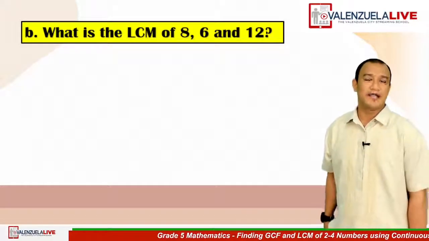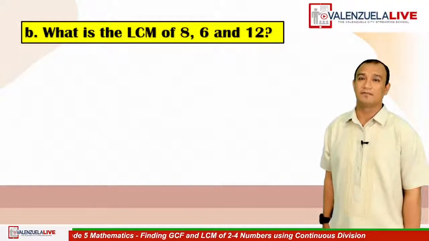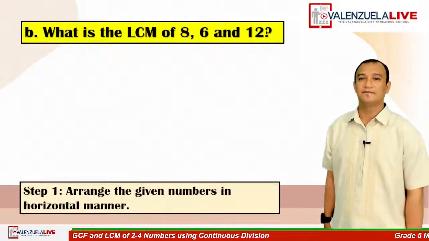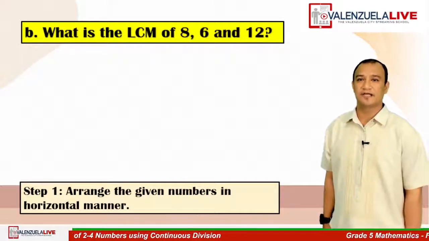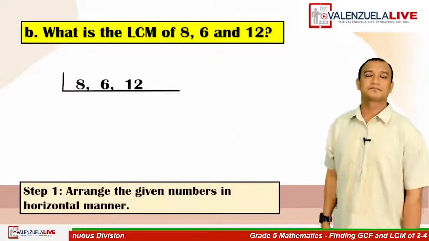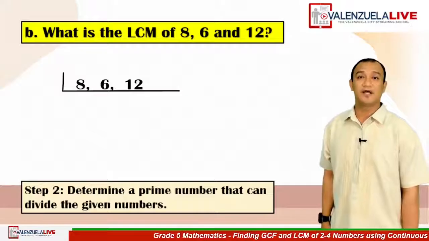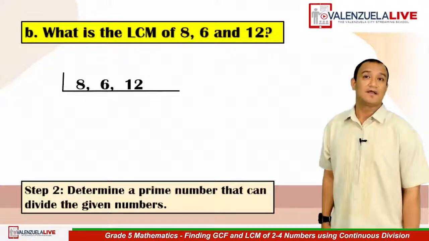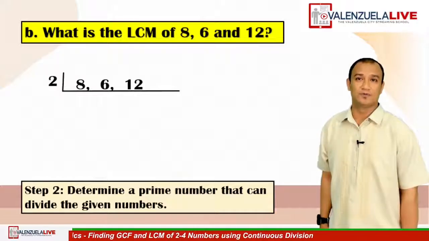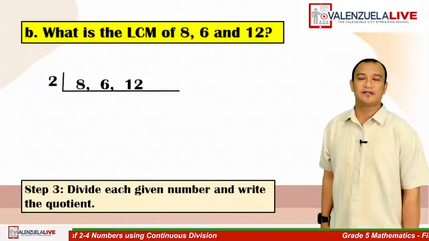Now, for our letter B, what is the LCM of 8, 6, and 12? So again, let's follow these steps. For our step 1, arrange the given numbers in horizontal manner. So let's write 8, 6, and 12. For our step 2, determine a prime number that can divide the given numbers. So let's say 2, because 8, 6, and 12 are divisible by 2. For step 3, divide each given number and write the quotient.